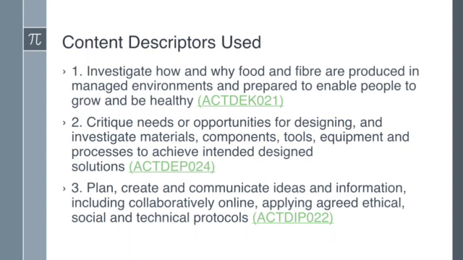Descriptors. Number 1 is investigate how and why food and fibre are produced in managed environments and prepared to enable people to grow and be healthy. Number 2 is critique needs or opportunities for designing and investigate materials, components, tools, equipment and processes to achieve intended design solutions. Number 3 is to plan, create, communicate ideas and information, including collaboratively online, applying agreed ethical, social, and technical protocols.